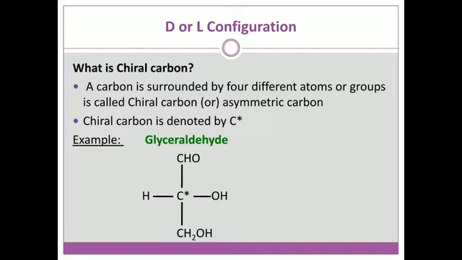So in this glyceraldehyde, the center carbon is surrounded by 4 different atoms or groups. That is, the 4 different atoms or groups are hydrogen, CHO aldehyde group, OH hydroxyl group, and then finally CH2OH group. So the center carbon is chiral carbon because it is surrounded by 4 different atoms or groups. The chiral carbon is also known as asymmetric carbon and is denoted by C star.